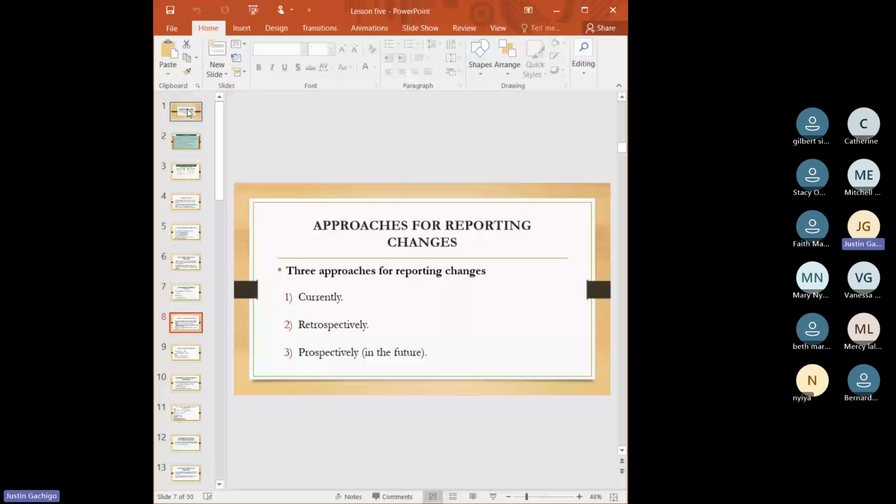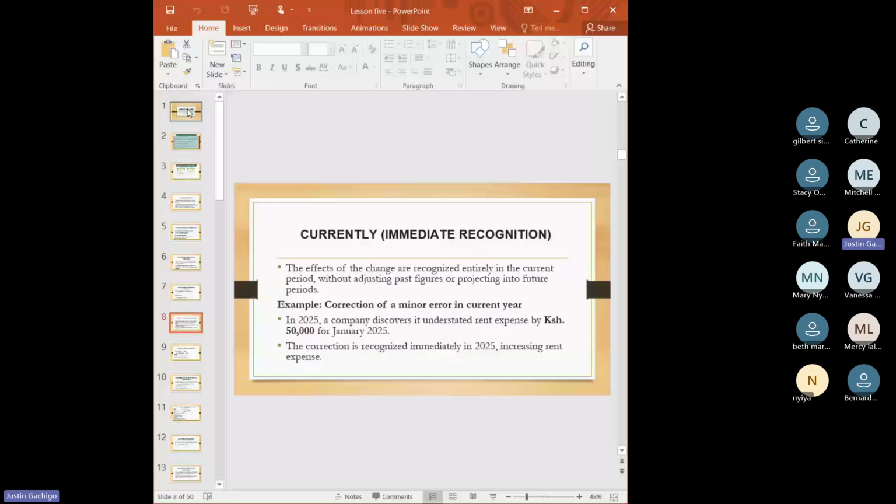But now the choice of the approach actually is dependent on the materiality of the amount that is involved. So current, this is the one that I just talked about. It is immediate. For example, in 2025, a company discovered it had underestimated rent expense by Kenya shillings 50,000 for January 2025. So this one can be recognized immediately. So if, for example, you realize there is an error in 2025, just recognize that error immediately as you realize it.